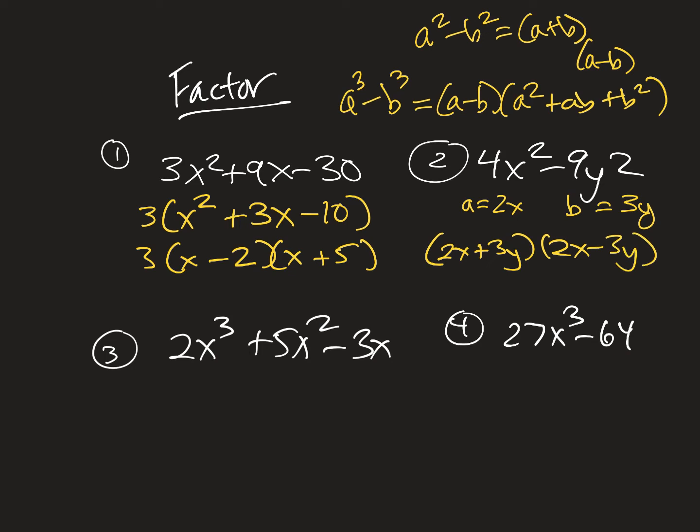Okay, and then we're done with factoring that. 3, remember what I said, always look to see if I can take out a GCF. I can take out an x. So I've got 2x squared plus 5x minus 3. And the possibilities for 2x squared have to be 2x and x. And also for -3, I've got 3 and 1. So it's just figuring out where to put it.